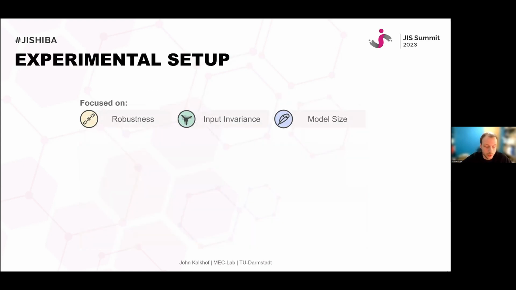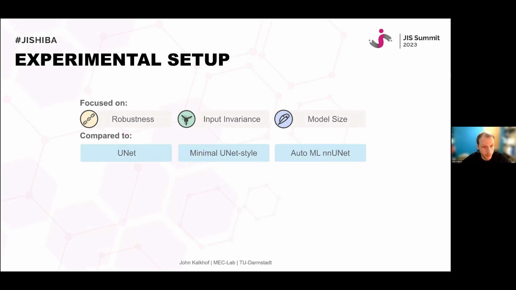So our experimental setup will focus on three major parts. First of all, we're going to look a bit at the robustness of the architecture. We want to see the input invariance, to see how well it scales to different input sizes. And we will also evaluate the dice accuracy in terms of the model size. And we want to compare it against typical architectures that are used for segmentation.